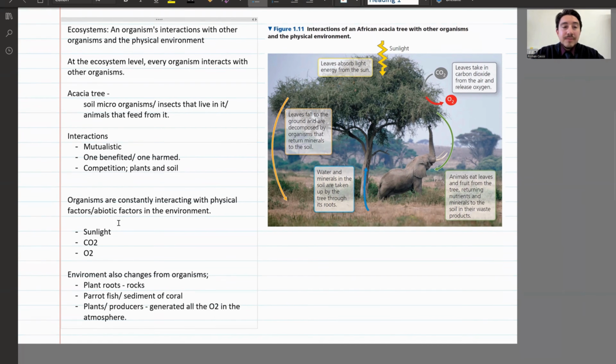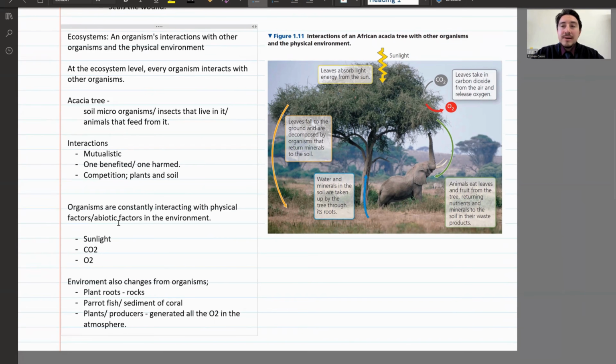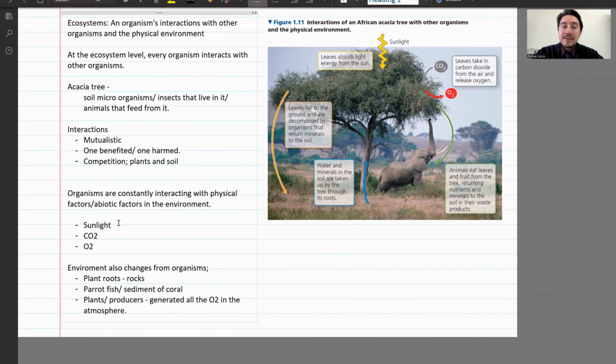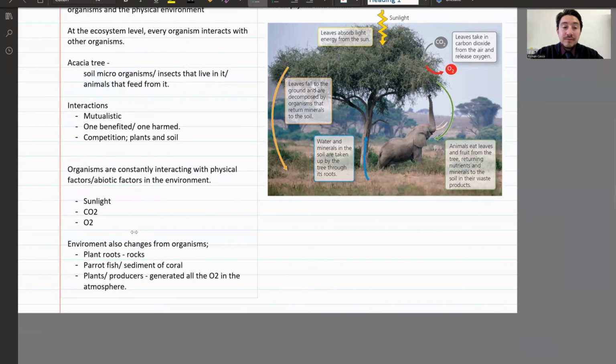Okay. So organisms are in constant interaction with the environment, even with abiotic parameters like sunlight, carbon dioxide, and oxygen. We're going to see this later on where you have this cycling of material. Plants absorb sunlight and bring carbon dioxide inside the leaves for photosynthesis to occur, and as an output, you have oxygen, and so forth.